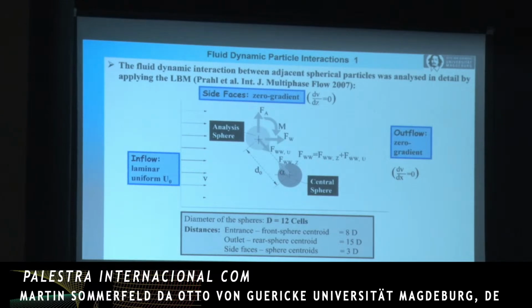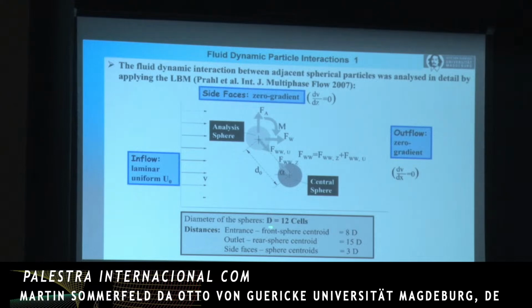So what we did here is, again, a computational box. The box is not seen on all sides. We placed 2 spherical particles in there. One is the central sphere, and the other one is the analyzer sphere, which is moved around this central sphere at various distances, and we evaluate the drag coefficient, all forces, also the lift coefficient, acting on this analyzed sphere. Typical conditions are uniform velocity at the inflow, zero gradient at the side planes, and also zero gradient at the outflow.